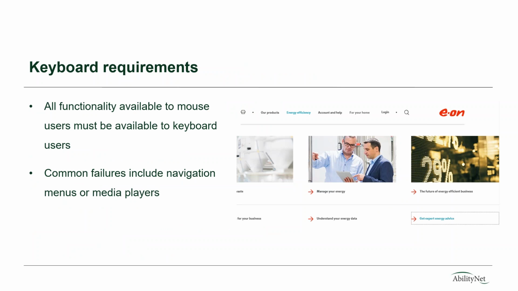So the requirements for keyboard accessibility are that all functionality that is available to mouse users should be available to keyboard users as well. And some common failures that I normally expect to find are navigation menus, especially sensitive flyout navigation menus, drop-down menus, and media players. Media players are often problematic for keyboard users. Maybe you can't tab into them, or maybe you get stuck while tabbing around them.